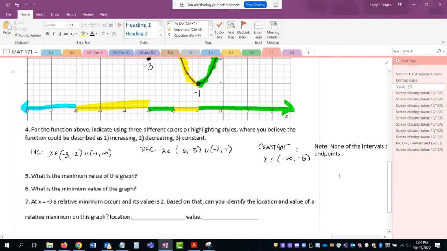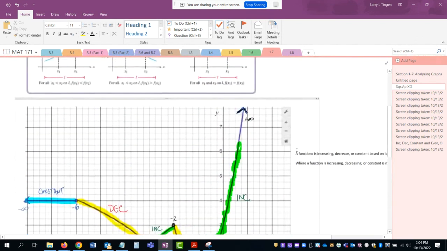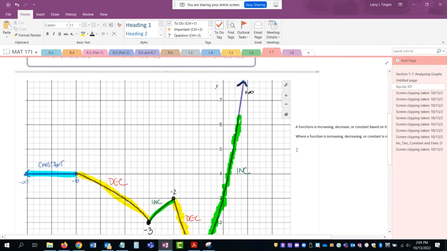Now, next, the maximum value of the graph. All right. Well, that doesn't really work in this one because there is no maximum value because I go on forever.